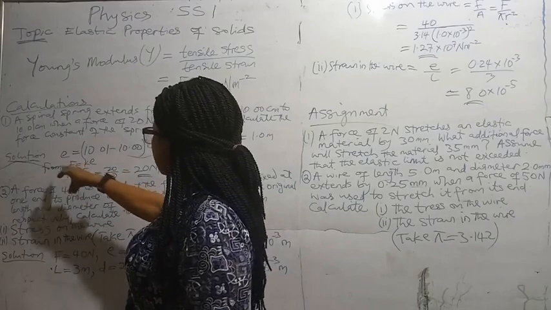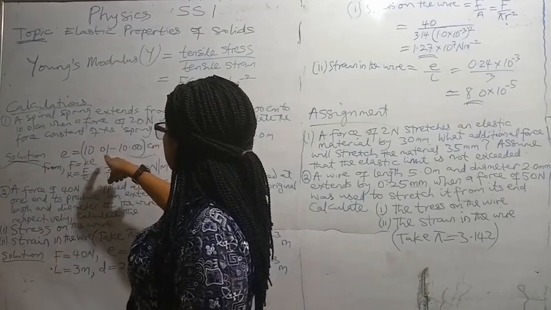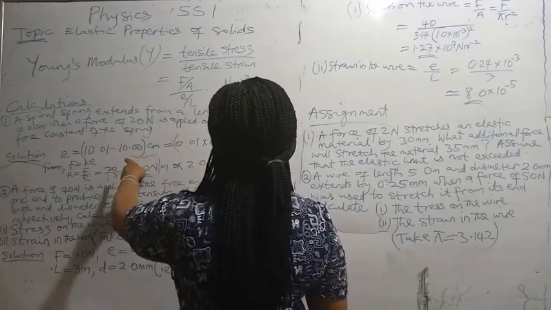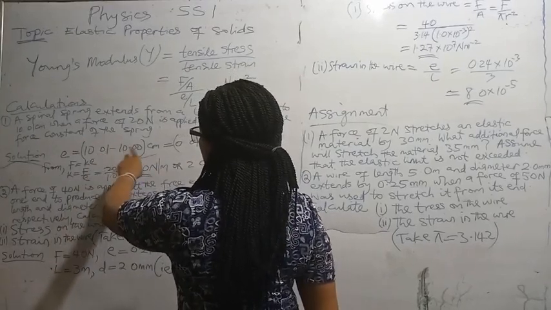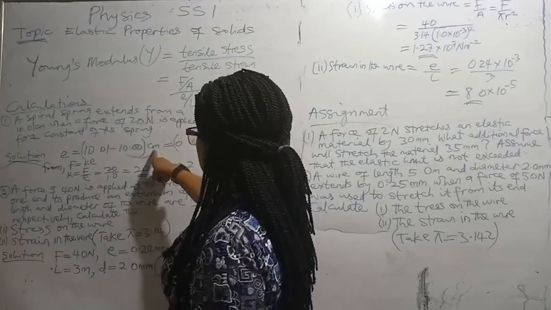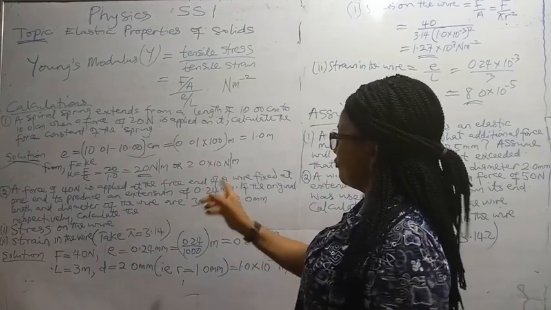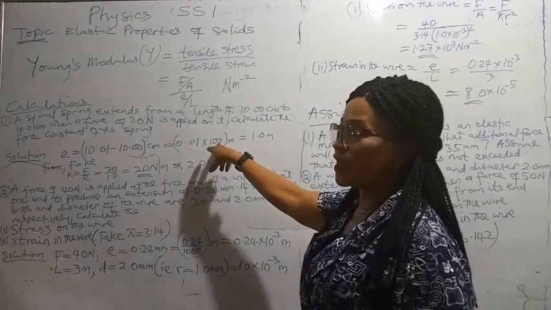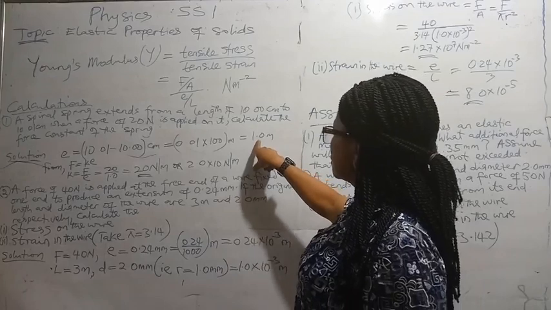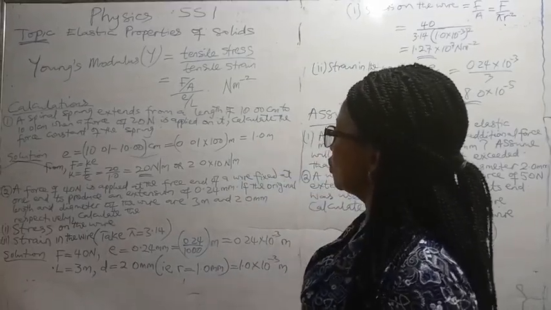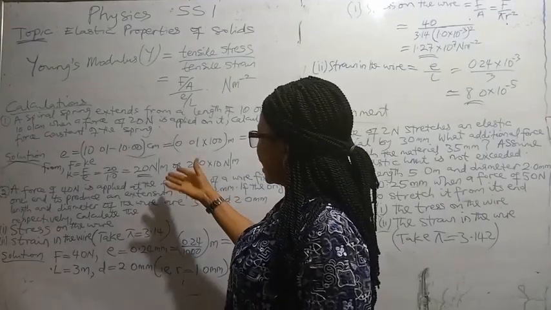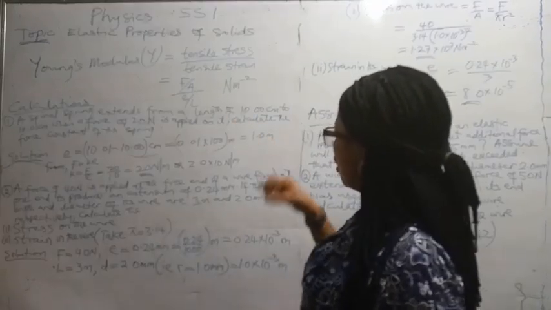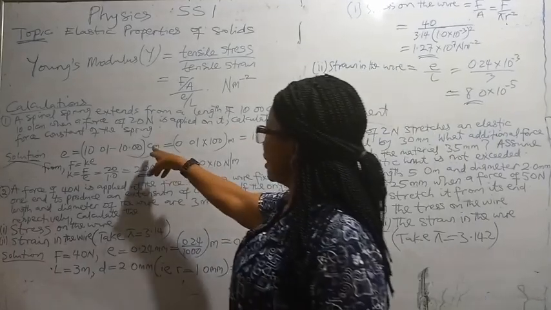Extension was given by 10.01 and 10.00. So you subtract 10.00 from 10.01, and the unit is in cm, which you have to convert to meters. So the difference is now 0.01. Converting it to meters, you divide by 100, and automatically you have 1.0 times 10 to the power minus 4 meters. Without that, you cannot tackle this calculation because Newton is there. You cannot merge cm and Newton. So you always merge Newton and meters. That is why you have to convert it.